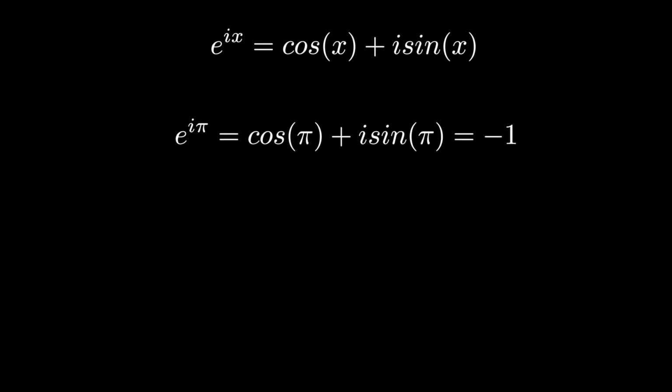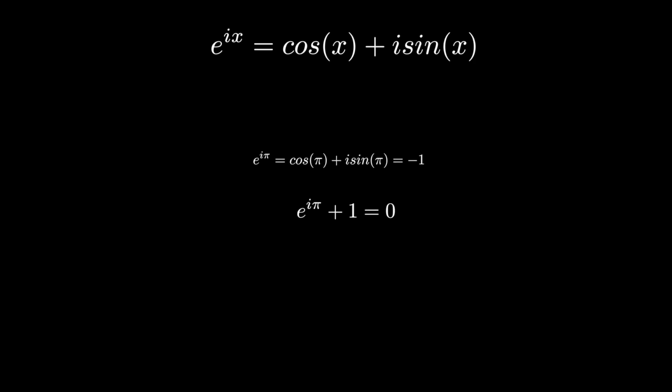How interesting. By the way, plugging in x equals pi gives the famous result e to the i pi equals -1, or oftentimes written as e to the i pi plus 1 equals 0. This equation is frequently cited as the most beautiful equation of mathematics. Personally, I have strong feelings about this equation, which might sound silly, but it is what it is.